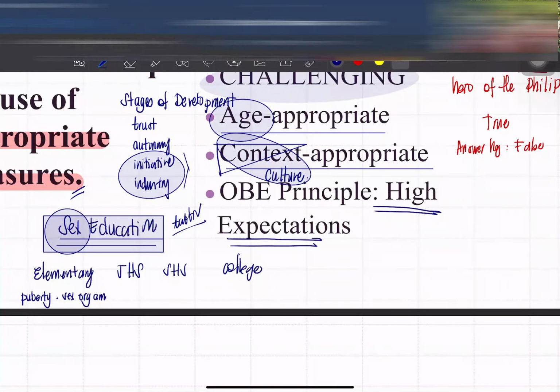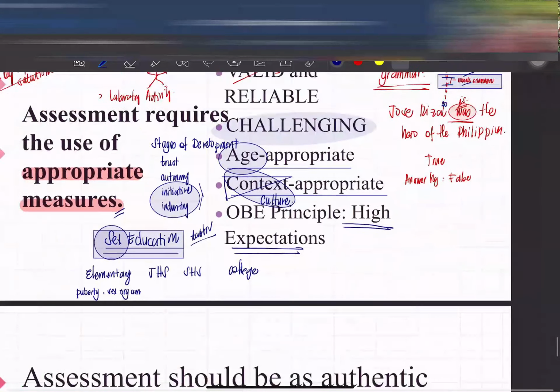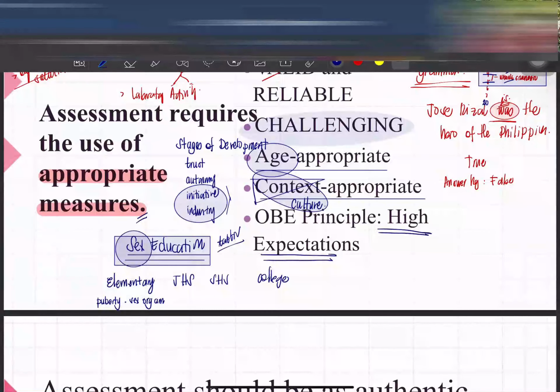high expectations. So pag sinasabi ko pong high expectations, you are expected to see your students as capable individuals. Again, I would like to repeat, kapag yung teacher, ikaw bilang teacher, iniisip mo na bobo yung students mo, mag-change ka na lang ng profession. Ha? Mag-change ka ng profession. Teaching is not for you.